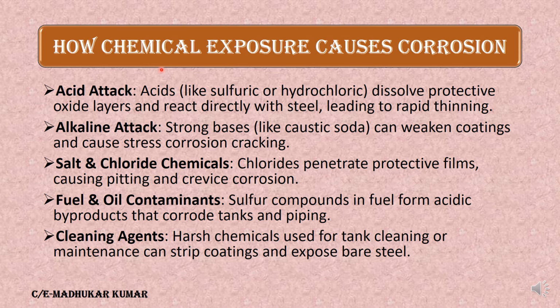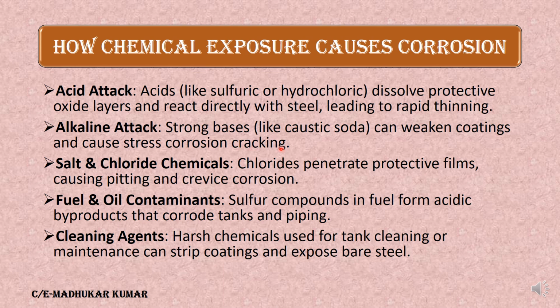Chemical exposure: acid attacks, alkaline attacks, salt and chloride chemicals, fuel and oil contaminants, cleaning agents. So all these acids, like sulfuric and hydrochloric acid, basically dissolve the protective oxide layer and react directly with the steel, leading to rapid thinning. This is something which is very important. Alkaline attack: strong bases, caustic soda can weaken the coating and cause stress corrosion cracking.